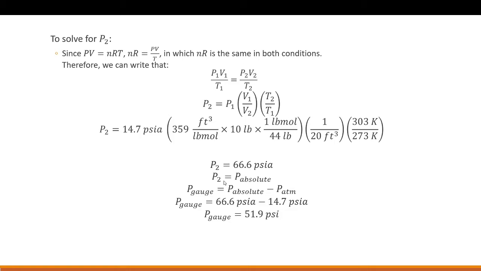But this P2 here is absolute. The question wants us to find the P gauge. The P gauge formula is whereby you take your P absolute and minus your atmospheric pressure, P atm. With that, we can find that our P gauge is 66.6 psia minus 14.7 psia, which gives us 51.9 psi.